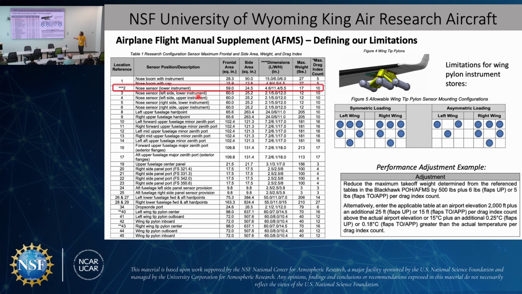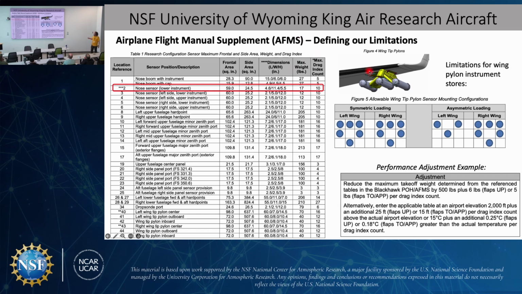What this tells us is that we can put an instrument there that has a maximum frontal area of 59 square inches, a maximum side area of 24.5 inches, dimensions that don't exceed this length, width, and height, maximum weight, a maximum drag. So if we have an instrument that fits within that envelope, we can fly it at that location and we don't need to test fly it. We just need to certify the instrument itself. But no additional test flying is needed for that.